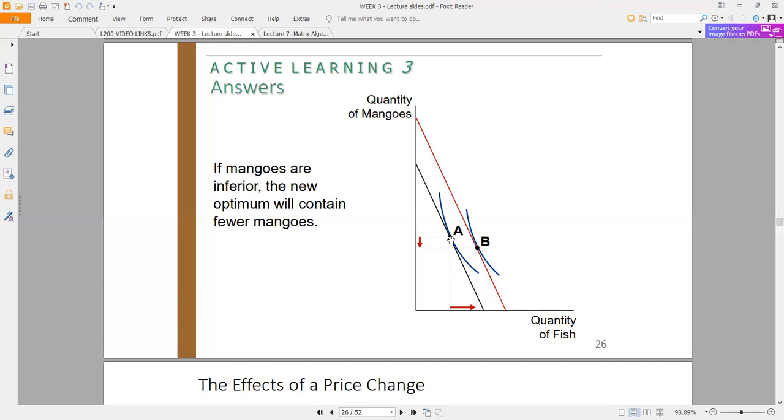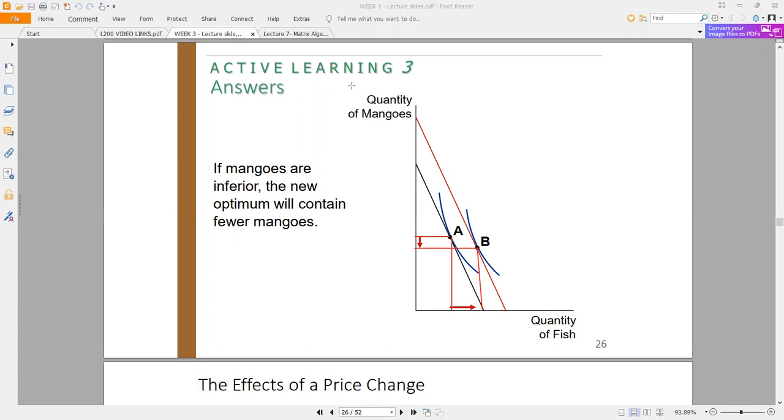So initially, this was point A, the optimal bundle A, and we're consuming this quantity of mangoes and this of fish. Now, after the increase in income, this is where we are. The optimal bundle is at point B. I'm sure you can see that there's an increase in the quantity of fish that we consume, but there is a decrease in the quantity of mango. So here, mango is an inferior good because as income increases, there's a reduction in the quantity, and fish is a normal good because with an increase in income, there's an increase in the quantity.